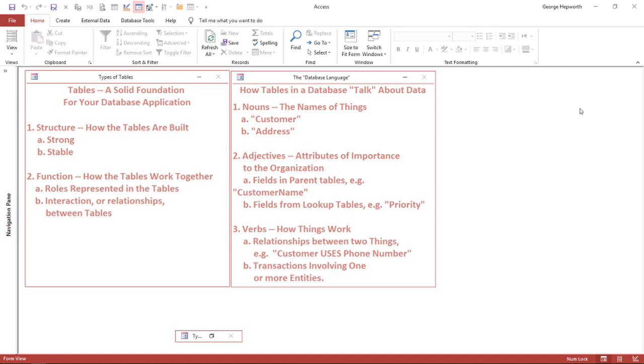So one of the ways that I like to analogize a database is to talk about it in terms of a database language as opposed to a natural language. So for example, in a relational database, the language is built around nouns, adjectives, and verbs.